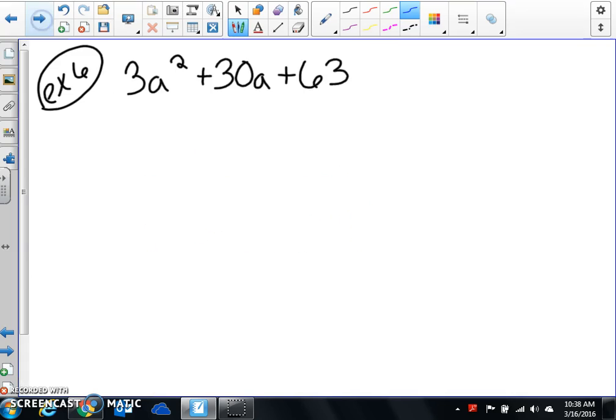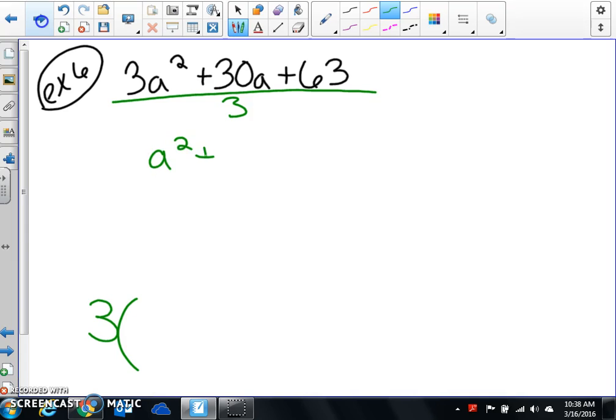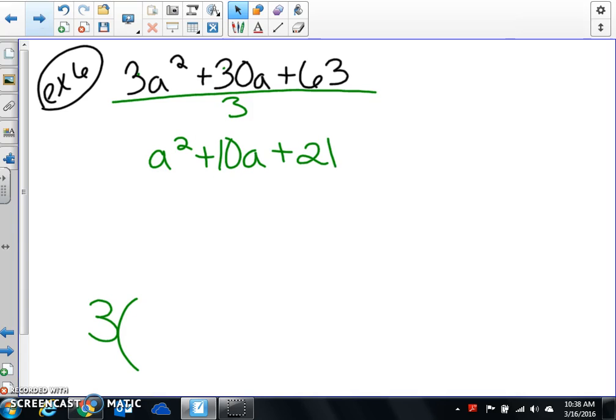Next one. All right, so my smallest coefficient is 3. 3 goes into 30. 3 also goes into 63. So the first thing I need to do is factor out a 3. And I'm going to put it down here so I don't forget it. This is going to be my answer box. So I divide everything by 3, which gives me a squared plus 10a plus 21. All I did was divide each term by 3. Now I can do my ABCs.